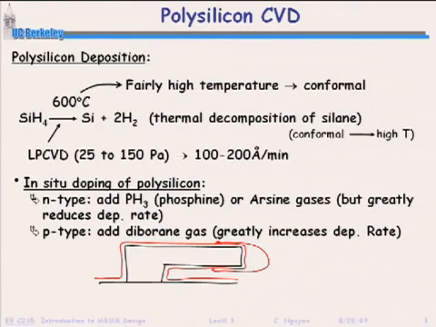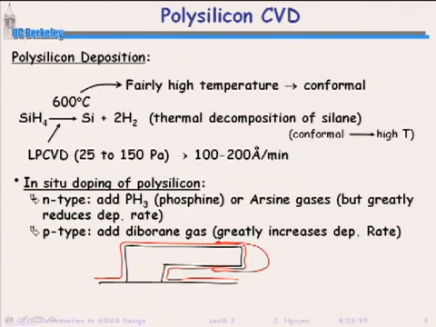A better process might be to add diborane, and so dope the material p-type instead. That actually increases the dep rate, so your process for a given film thickness is much faster, but diborane is a very dangerous gas. All these gases are dangerous, but diborane is particularly toxic, and so they do not want to use it in a university fab, and thus we don't.